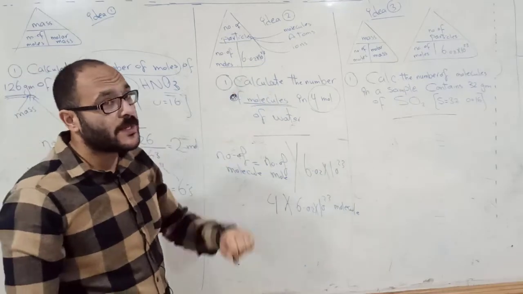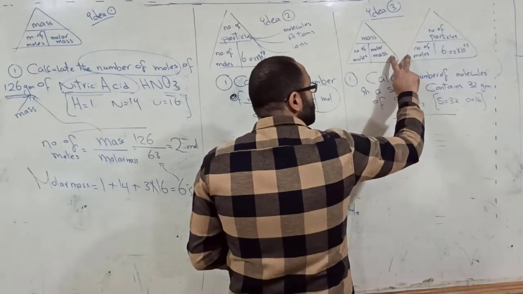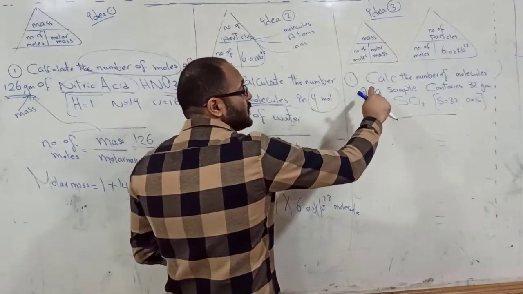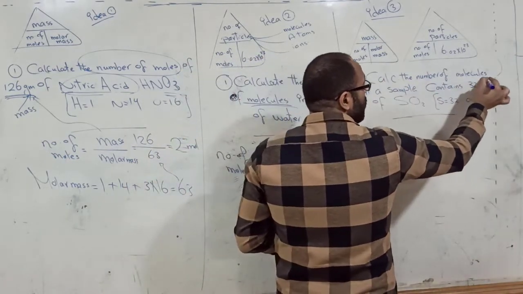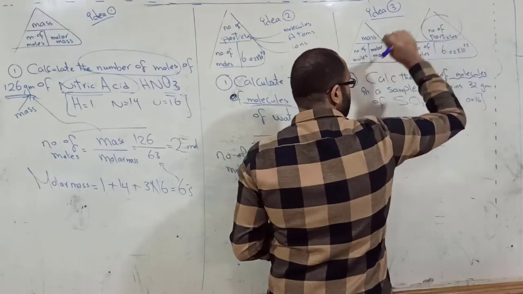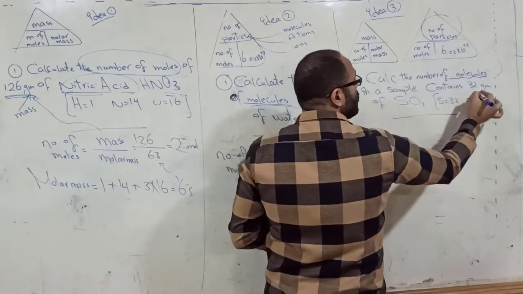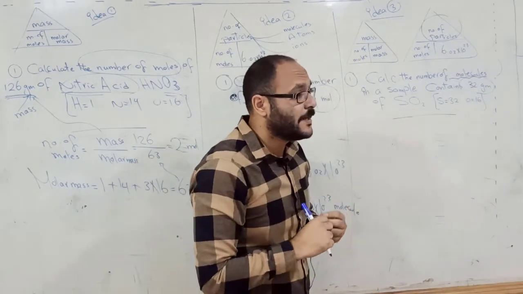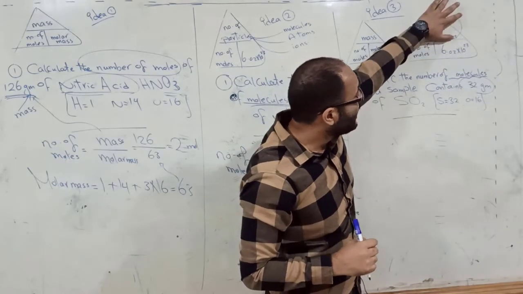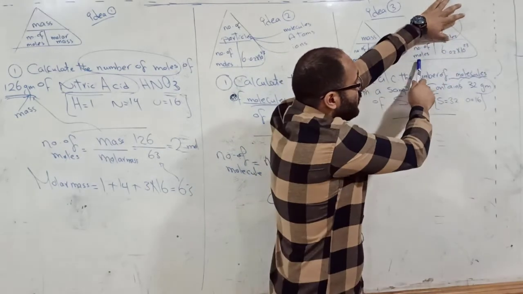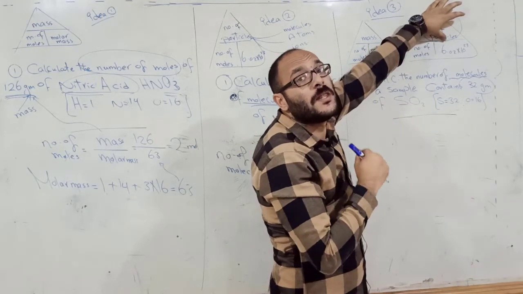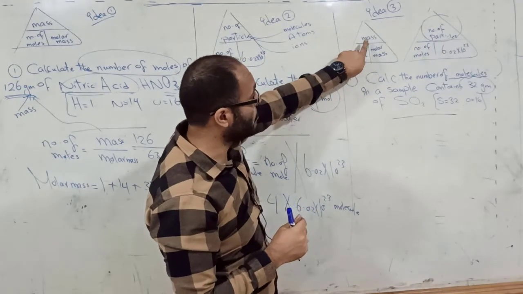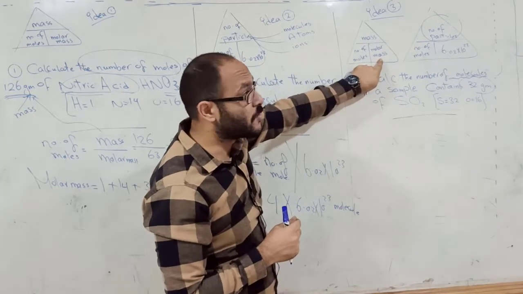Idea number 3: here we will use the 2 triangles together. For example, he wants to calculate the number of molecules in a sample that contains 32 gram of SO2, sulfur dioxide. He wanted the number of molecules and he didn't give you the number of moles. So we will calculate it by this triangle: number of moles equals mass divided by molar mass.